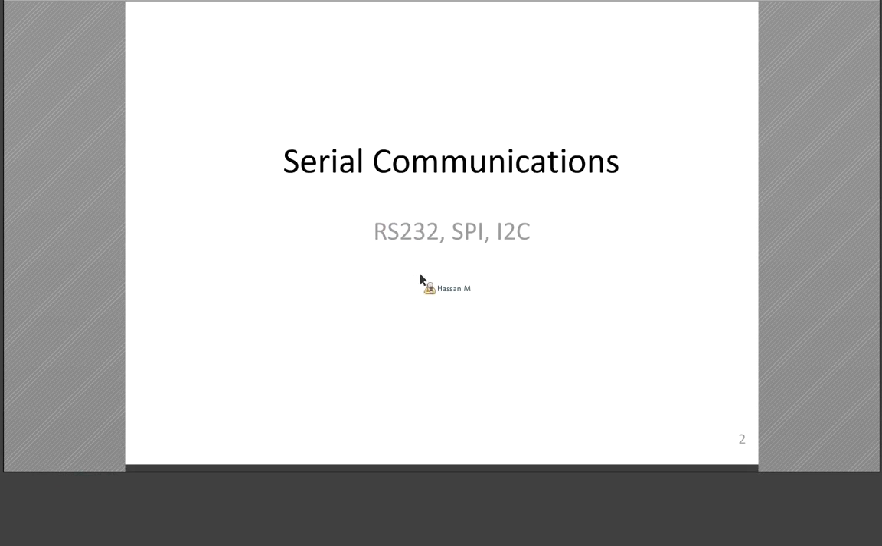Serial communications, we see RS-232, SPI, and I2C. We said this is UART, Universal Asynchronous Receiver Transmitter. SPI is Serial Peripheral Interface. And I2C is inter-IC connection or communication.